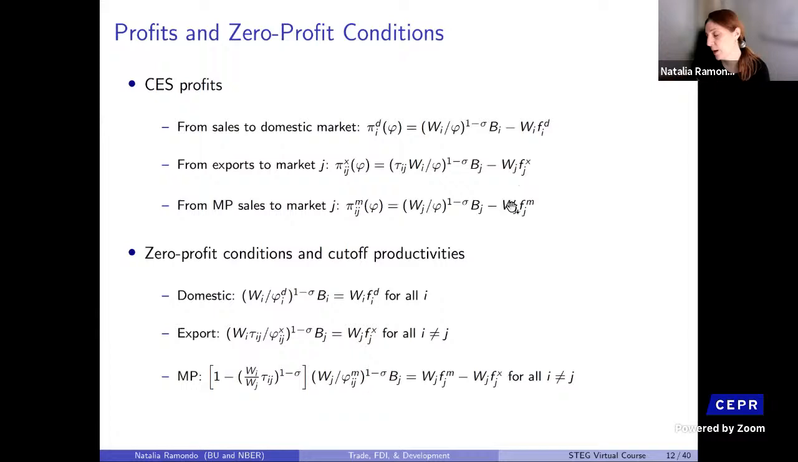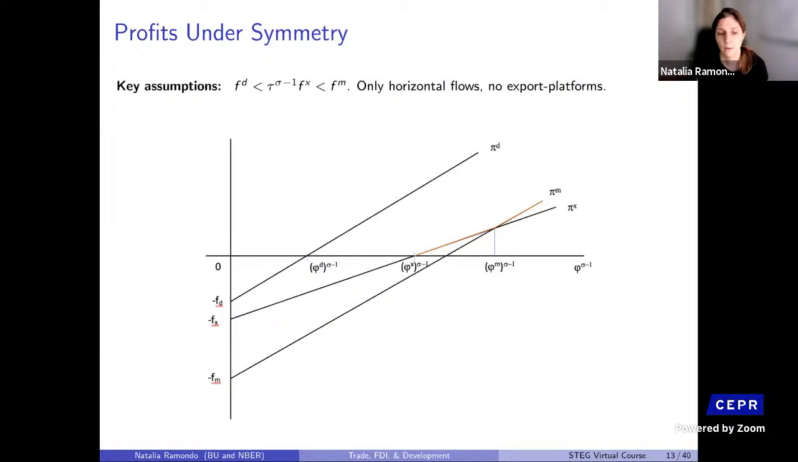In this model, these are linear functions, so this model has a very simple cutoff rule. We have zero-profit conditions and we find the marginal firms that are indifferent between doing one activity or the other. So we will have a marginal domestic firm that I denote by phi_D, a marginal exporter, phi_X, to each market, and then a marginal multinational, phi_M. Okay? And graphically, and this graph is done under symmetry, so it's easy to do, this is what I just showed in equations.